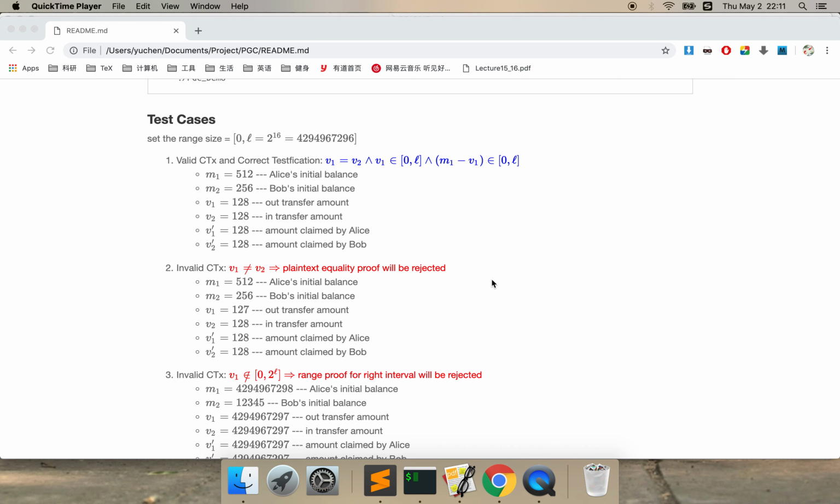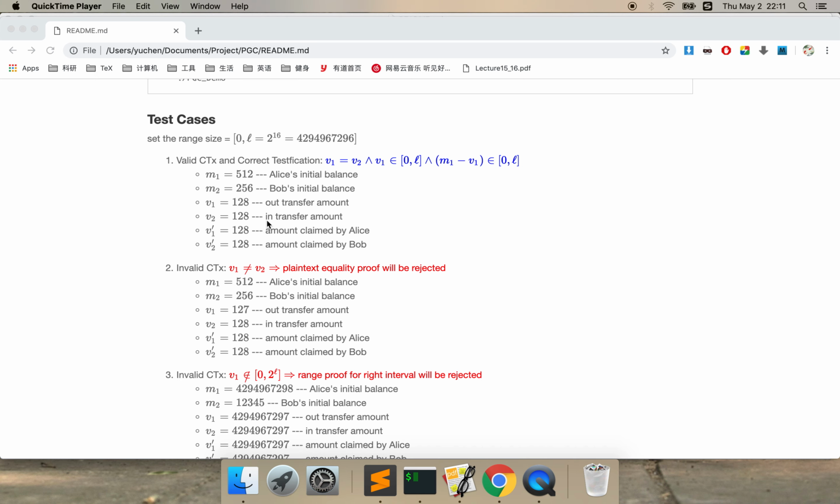From now on, we will use M1 to denote Alice's initial balance and M2 to denote Bob's initial balance. V1 denotes the out transfer amount and V2 denotes the in transfer amount. By default, V1 should equal V2. And V1 prime denotes the amount claimed by Alice, and V2 prime denotes the amount claimed by Bob.